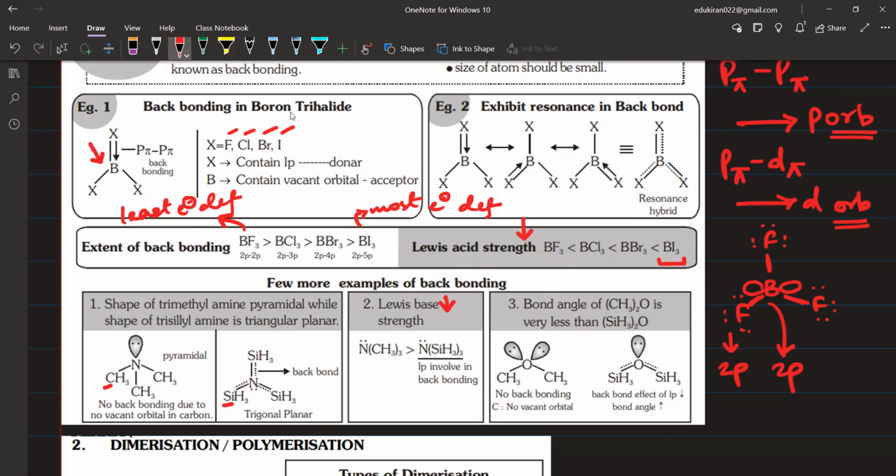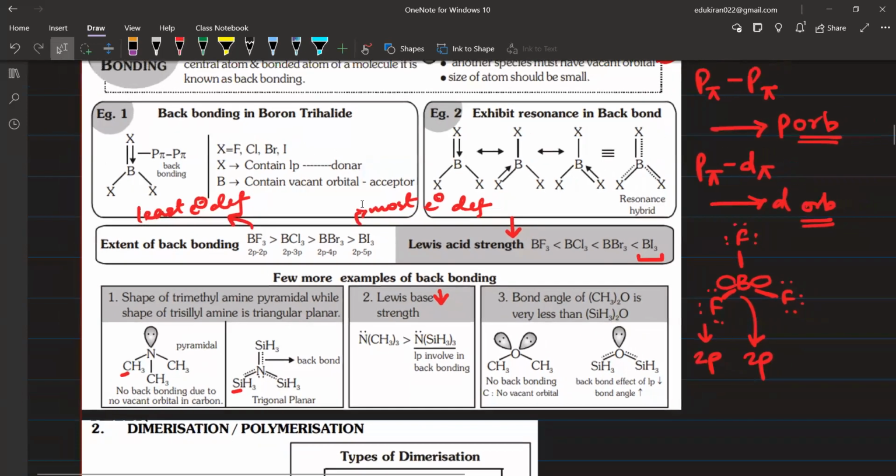And it is also going to change the bond angle. If I take the case of methyl ether, and another case of silyl ether, an ether of silicon, then the bond angle is going to change. In this case, the bond angle is very small compared to the other bond angle. Okay, please write this down. What are the main points you need to understand? This acidic strength and basic strength. Okay, please write this down about back bonding.